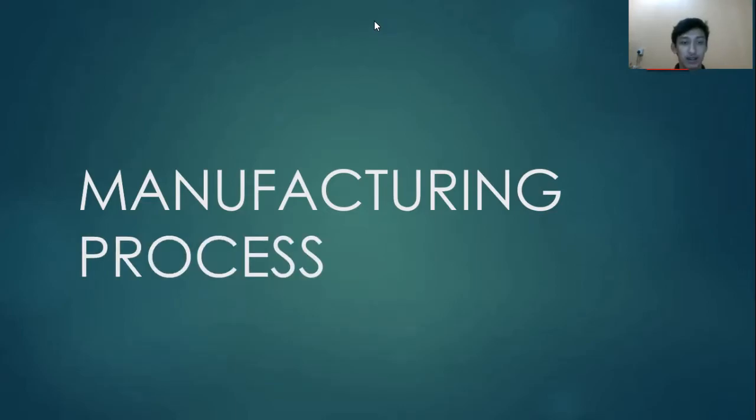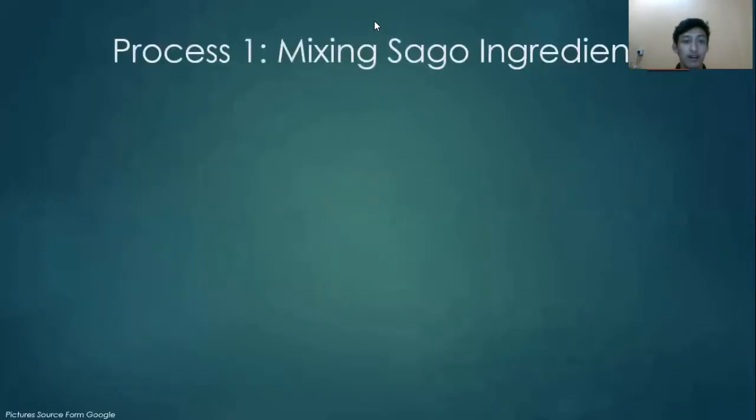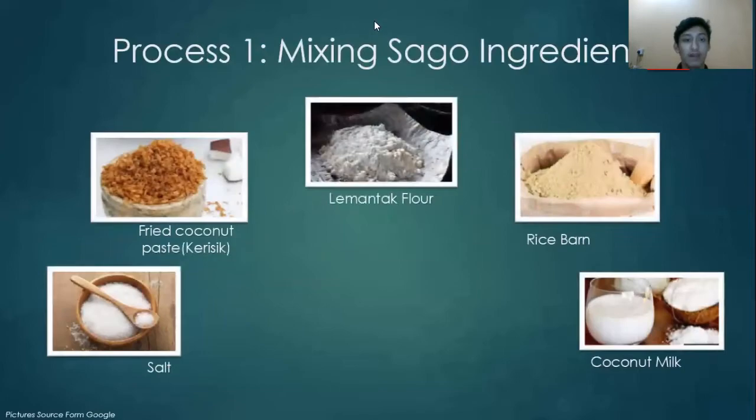Manufacturing process. The first process will start by mixing the ingredients to make the sago dough. The mantap flour, which is the main ingredient, will be mixed up with the other ingredients like rice bran, fried coconut paste, or kerisik in Malay, coconut milk, and salt.